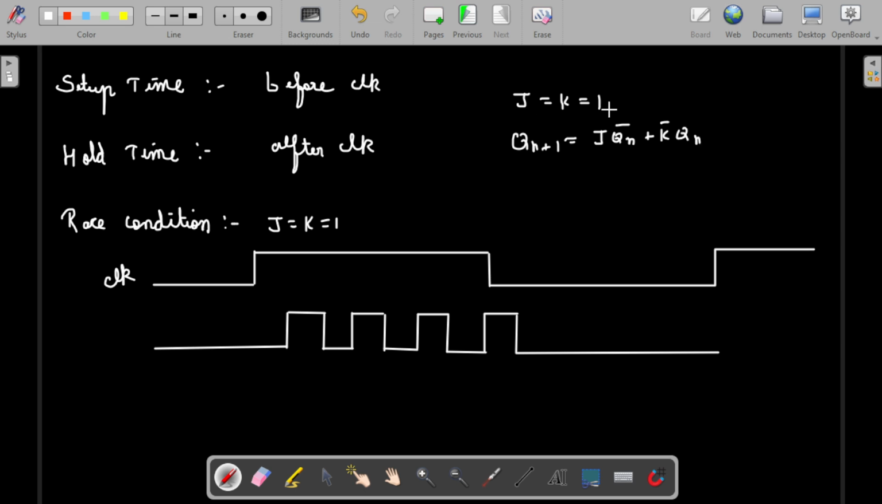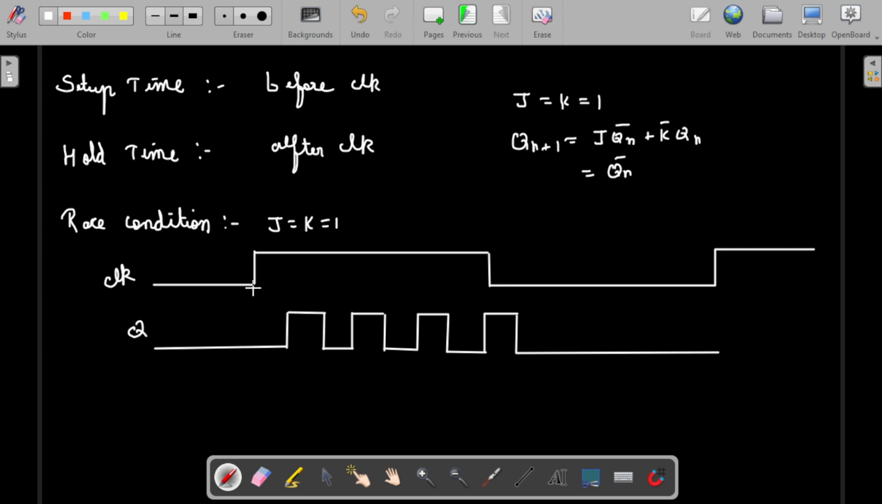If we apply this condition, let's take the previous state as Q. If J is equal to 1, this is Qn bar plus K bar, which is 0. So if you see, when both inputs are high and Q is maintained like this, the next Qn bar flips because that is 0. Then it will take on the previous state, this is Q.